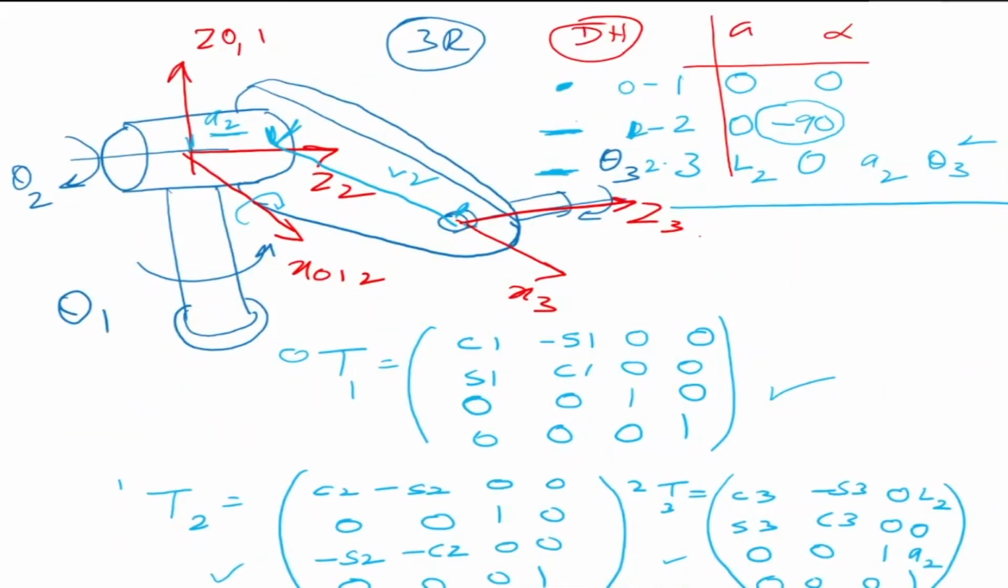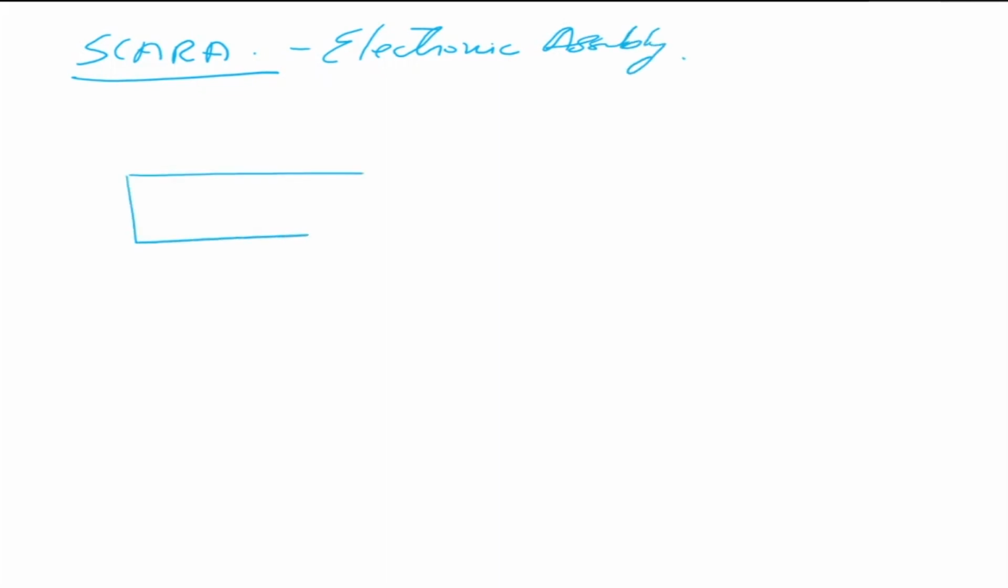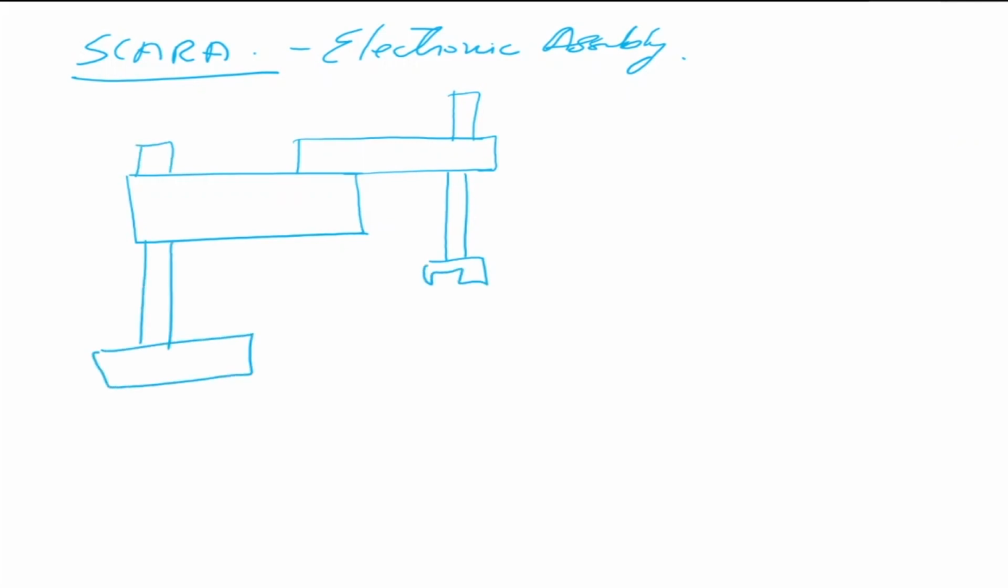Now let's proceed a little bit more to look at industrial manipulators. Before industrial manipulators, let's look at the SCARA robot. We talked about the SCARA robot. SCARA is the selective compliance assembly robot arm. This is an industrial manipulator which is used for electronic assembly. Okay, so now we have this 4 degree of freedom system.